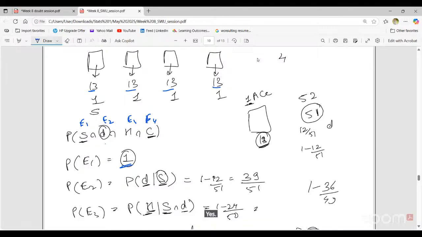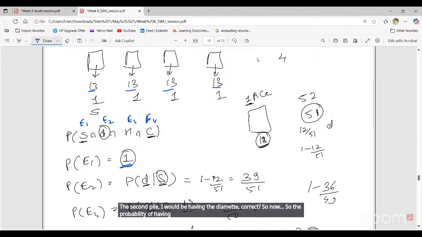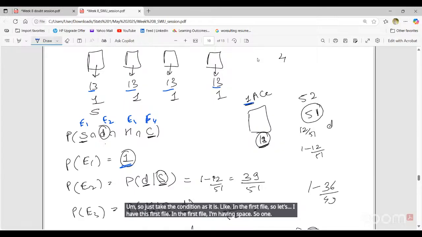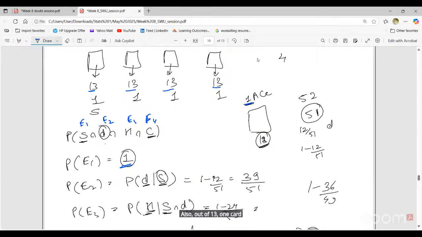Now what is the probability of E2? Given that in my first pile I have the spade, in the second pile I would be having the diamond. So the probability of having the diamond in the second pile, given that in the first pile I have the spade, would be what? Just take the condition as it is. In the first pile I'm having the spade, so out of 13, one card is already fixed, that is the ace of spades. So the remaining 12 cards I have to select for the first pile.